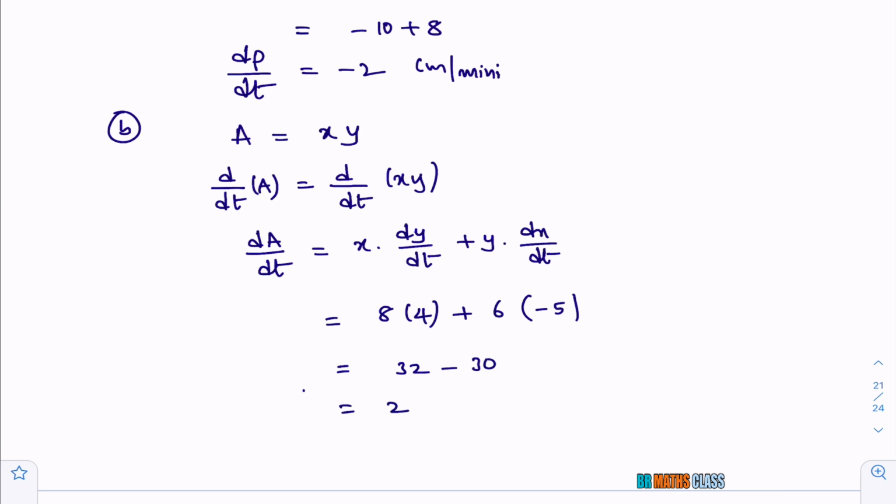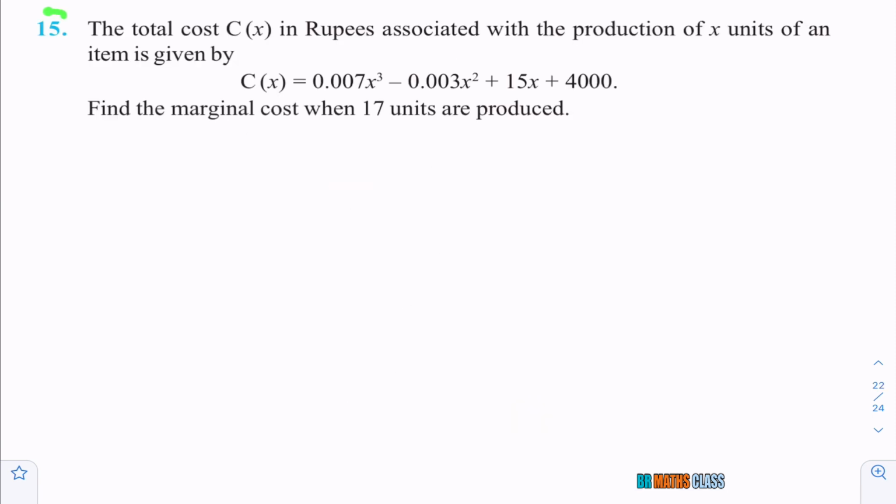So this is area, the rate of change of area of a rectangle. We know that square units are the units of area, centimeter square per minute. Now observe this 15th question.